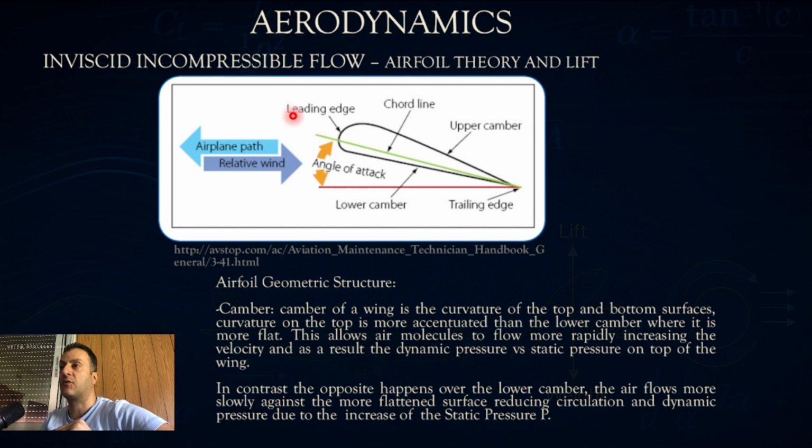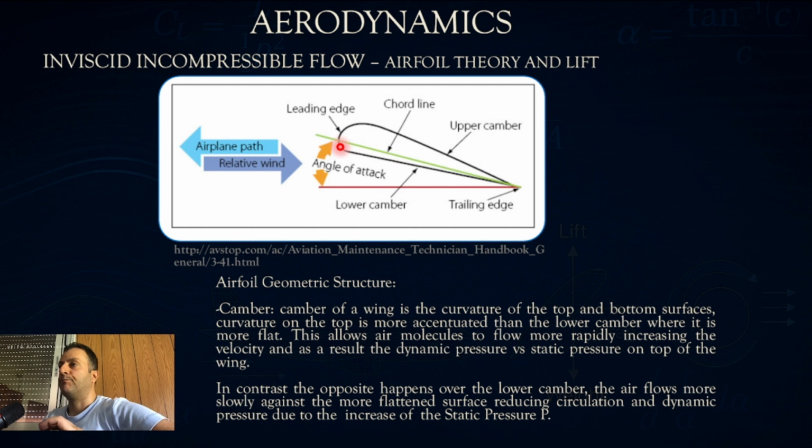So the flow starts from the leading edge all the way to the trailing edge. The upper part of the wing is called the upper camber. The lower part is the lower camber. And how are they divided? They are divided by a virtual line called a chord line. That's the chord line, a virtual line that connects the tip of the trailing edge all the way to the leading edge of the wing.